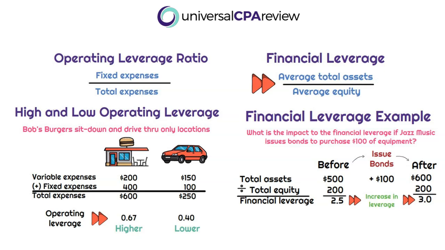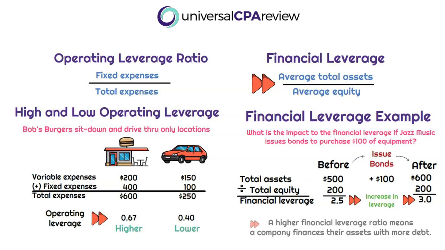Basically, the way to look at this is that because the company has now used debt to finance assets, that is why their financial leverage ratio is higher. So if I ask you which of two companies has more debt financing their assets, you would tell me whichever company has a higher financial leverage ratio, right? That is how we can use that ratio to interpret a company's capital structure and how they are financing their assets.